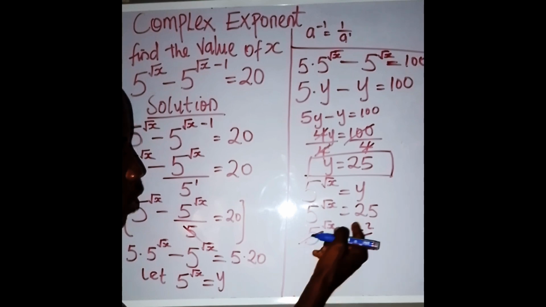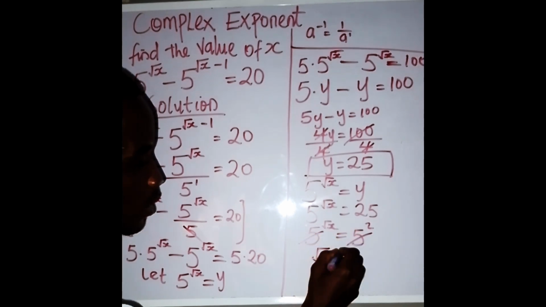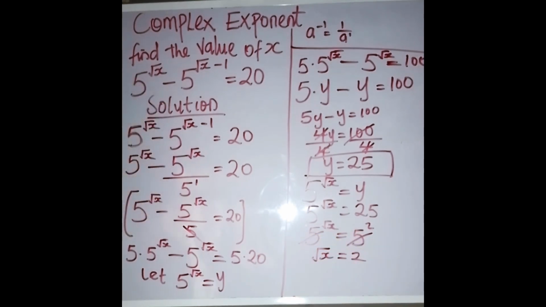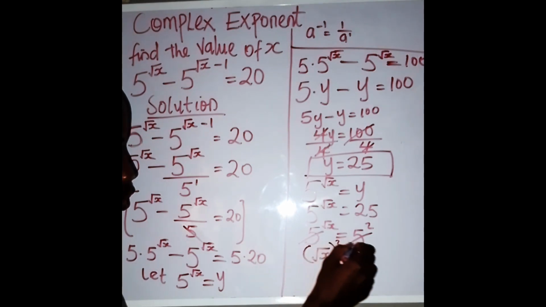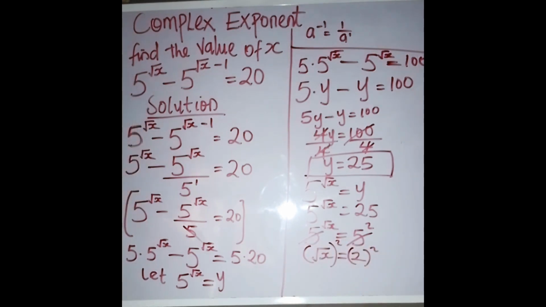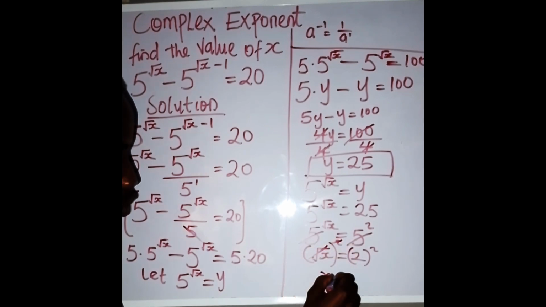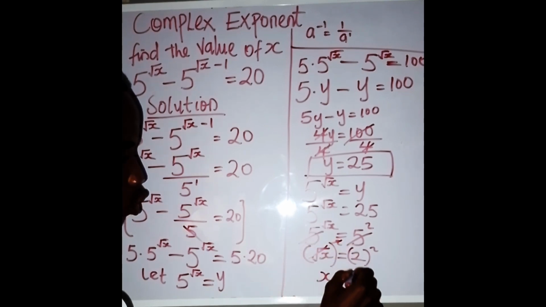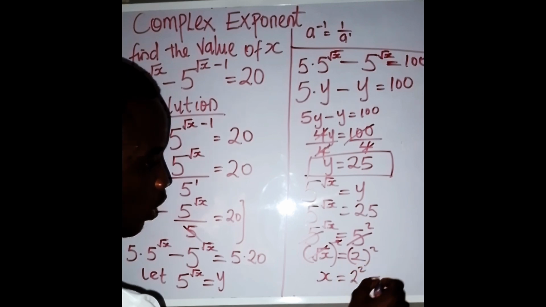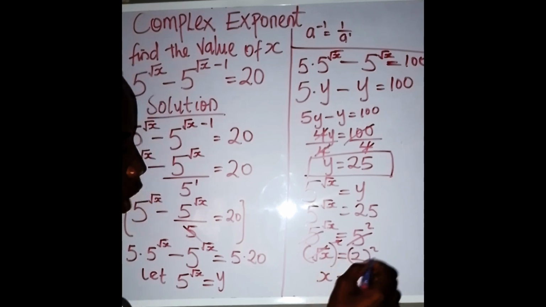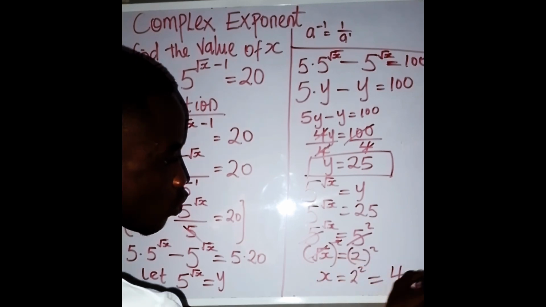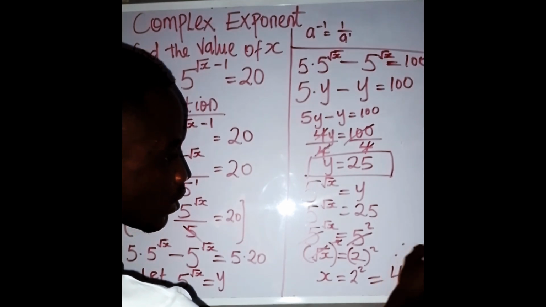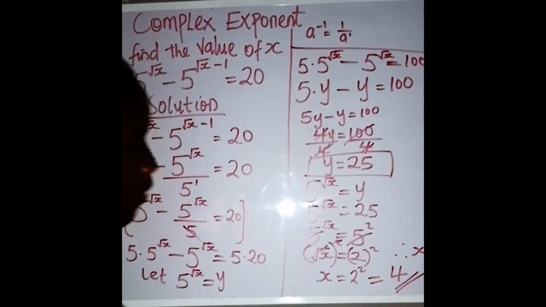5 will remove 5. So I'm left with the square root of x equal to 2. What do I do here? I have to square both sides. I'm squaring this part by 2 and also squaring this part by 2, so that I can easily eliminate this square root. That means my x is equal to 2 raised to the power 2, which is 2 times 2, equal to 4. So therefore, my value of x is equal to 4.